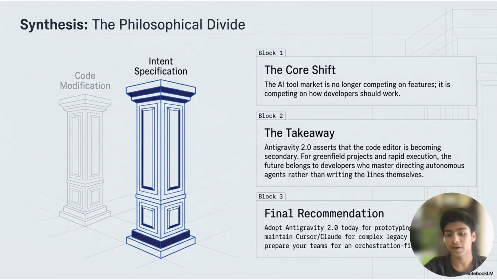And the block 3, which is the final recommendation: adopt Anti-Gravity today for prototyping, maintain Cursor and Claude for complex legacy, and prepare your teams for orchestration files like that.